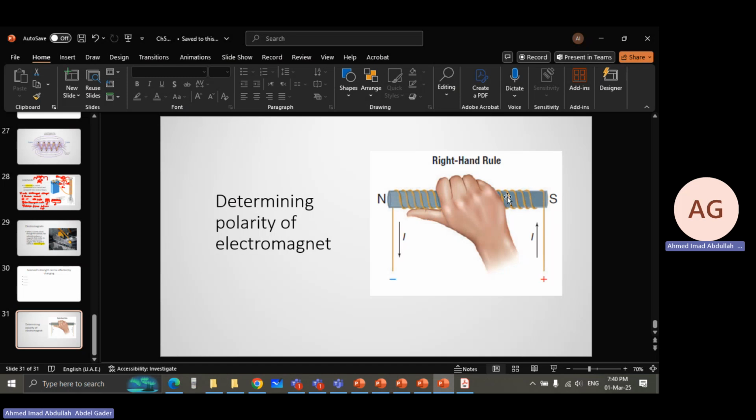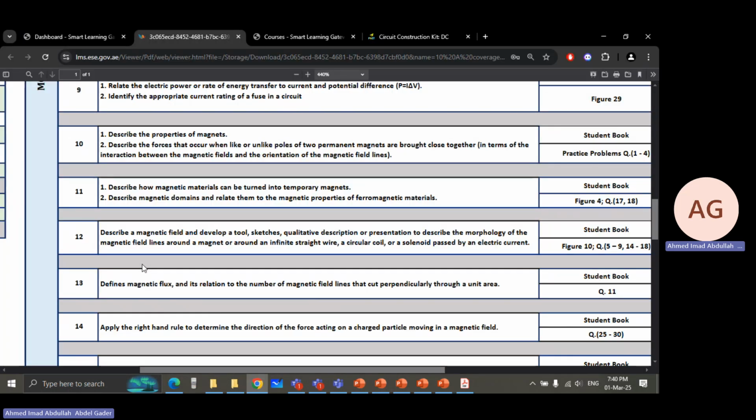So wrap your hands around as such, and your thumb should point in the direction of the magnetic field, leaving from north, going around and entering south.